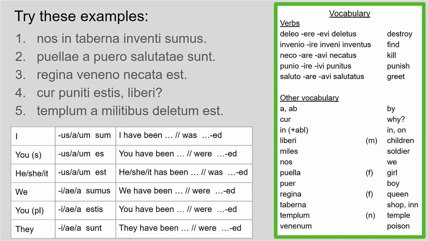Let's get started. Number 1. Nos in taberna inventi sumus. So I look at my verb first of all, as always. Sumus is right at the end.